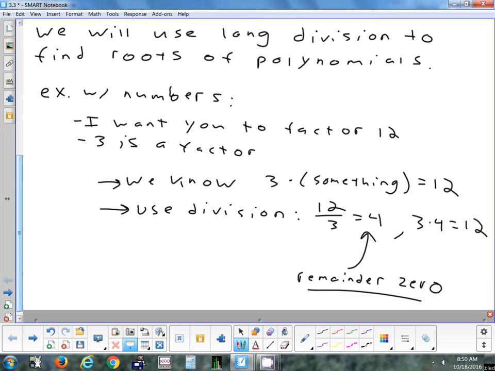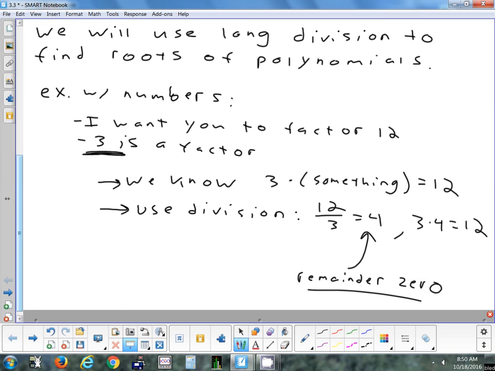If I said, is 6 a factor of 12? When you divide 6 into 12, do you get a remainder? No. So that means 6 is a factor, and the quotient is 2. 12 divided by 6 is 2, and 2 is another factor of 12. So the key is if you can figure out something that is a factor, you can divide it in, you won't get a remainder, and the quotient is also a factor.